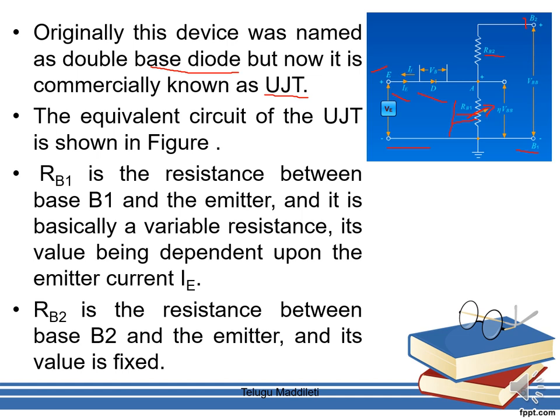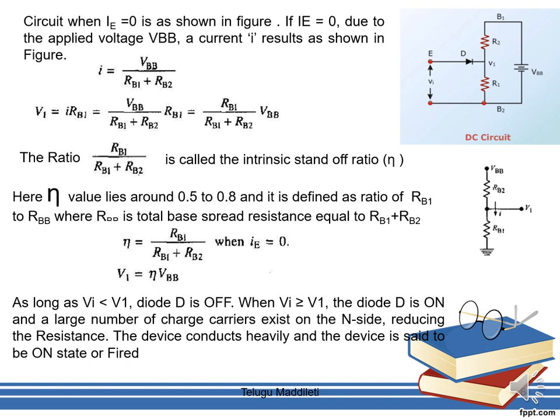The total resistance between B1 and B2 is called RBB, which is equivalent to the sum of RB1 and RB2. It is the total spread resistance of the silicon bar between B1 and B2, represented by RBB, equivalent to RB1 plus RB2. RB2 is the resistance between base B2 and emitter, and it is fixed. When no signal is applied at the emitter terminal, IE equals 0.